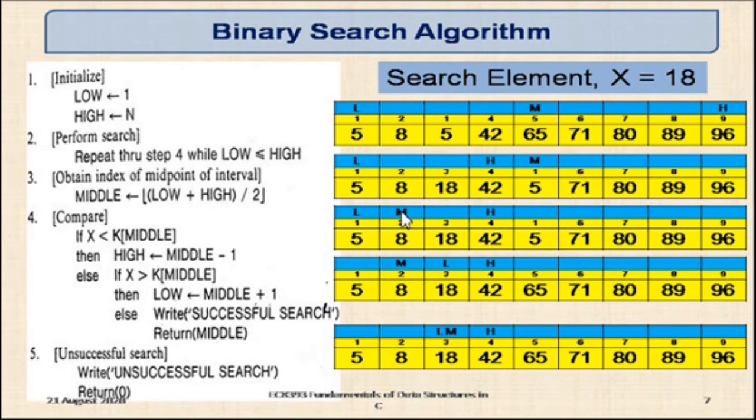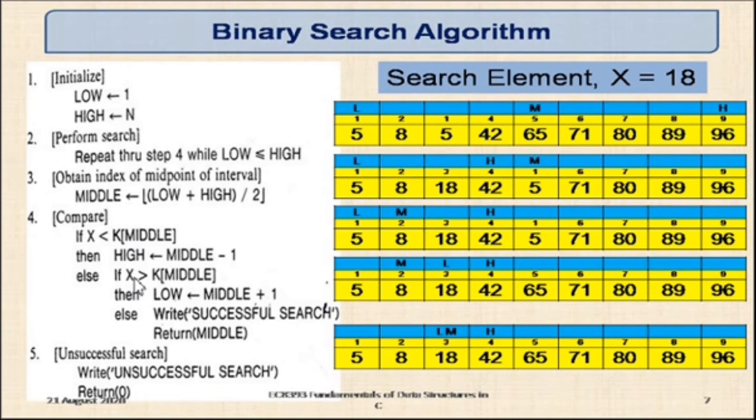Fine. Then you check. Now this is the effective array, locations 1 to 4. Now the middle value is 8. That middle value 8 is compared with our search value. X is 18. K of middle, K of 2 is 8. Condition is not satisfied. Then it will go to the else case.